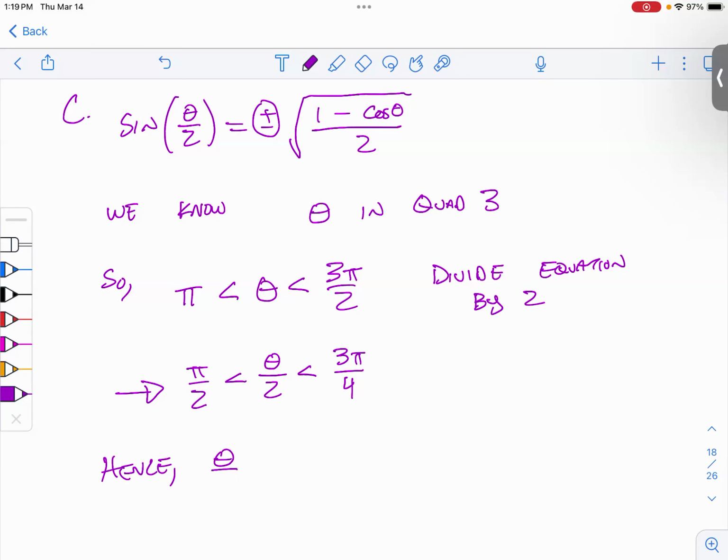Hence, theta over 2, aka the half angle, is in what quadrant now? Pi over 2 to 3 pi over 4, what quadrant is that? That's the second quadrant, right? 90 degrees to 45 plus 90, 135. So it's somewhere between 90 and 135. So now we're in quadrant 2.